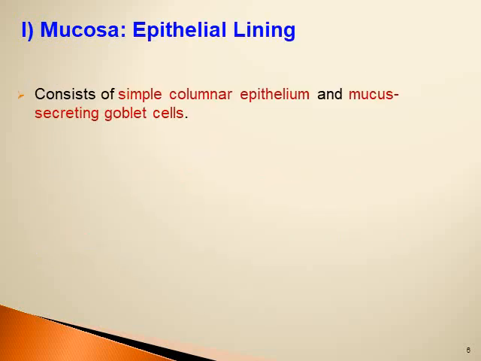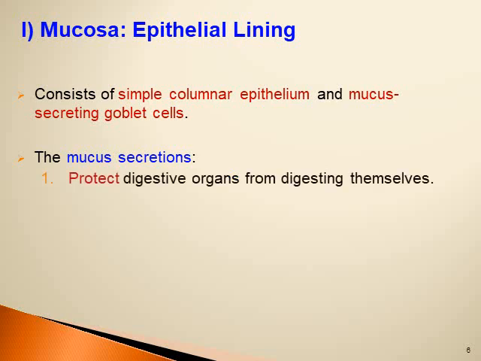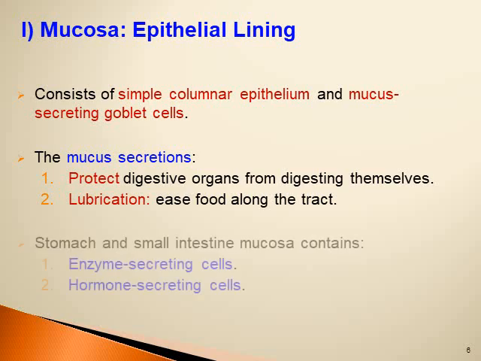The mucosa epithelial lining consists of simple columnar epithelium and mucus secreting goblet cells, and this is true for the entire alimentary canal except for the esophagus, where the epithelium is non-keratinized stratified squamous epithelium. The mucus secretions protect the digestive organs from digesting themselves. They also provide lubrication, and this will ease food along the alimentary canal.